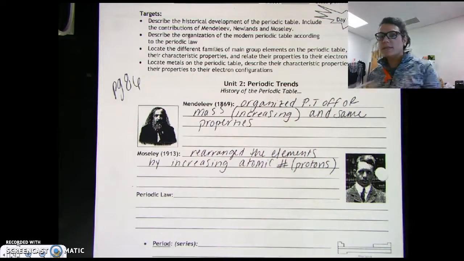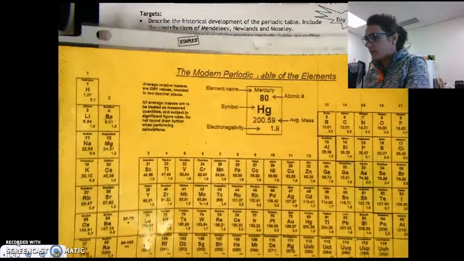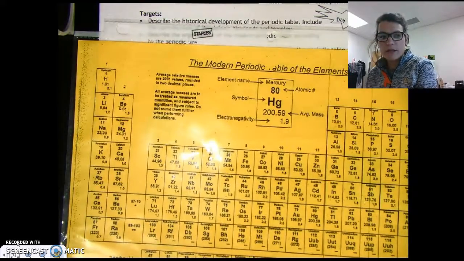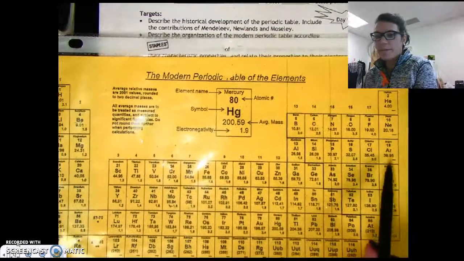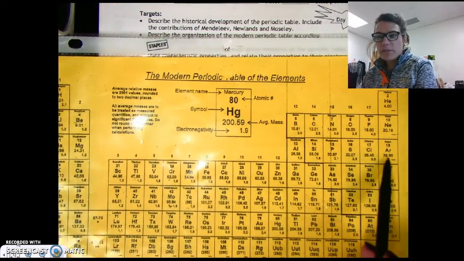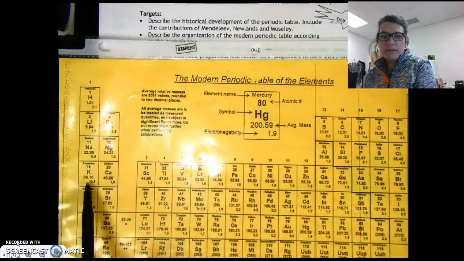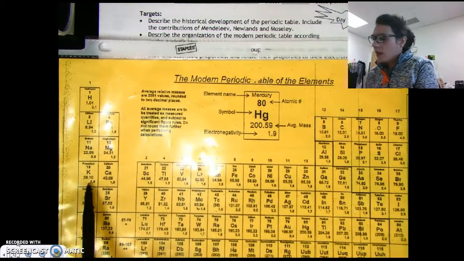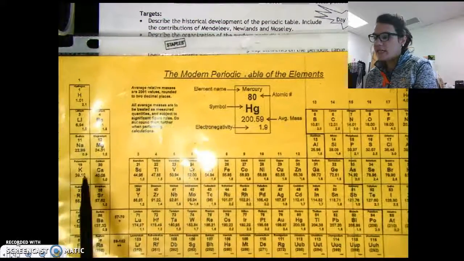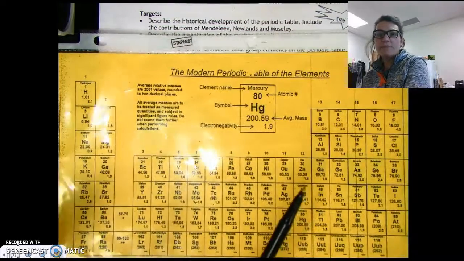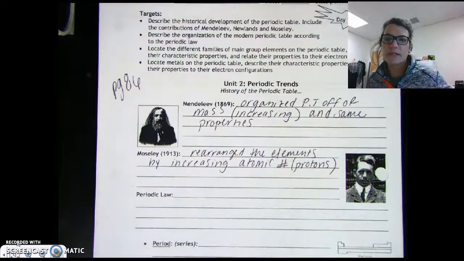So where is an instance of this? Because a lot of you might still think, well, it's still increasing mass. The one example that I like to give is argon and potassium. So argon weighs 39.95, but potassium weighs 39.1. Argon has an atomic number of 18, and potassium has an atomic number of 19. So that's one of the biggest examples that I give for that.